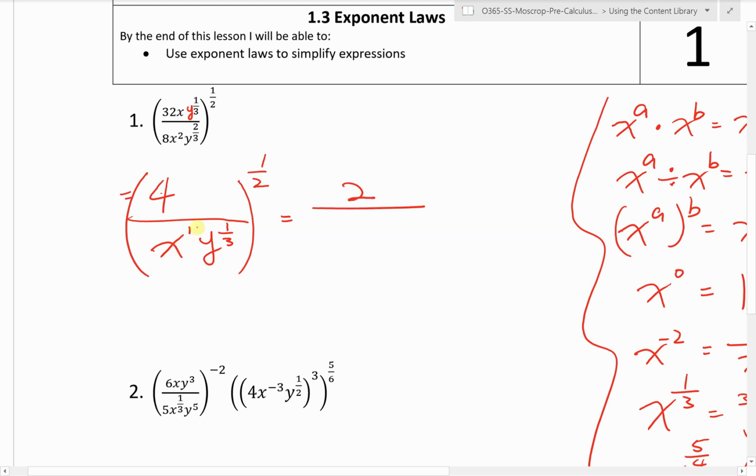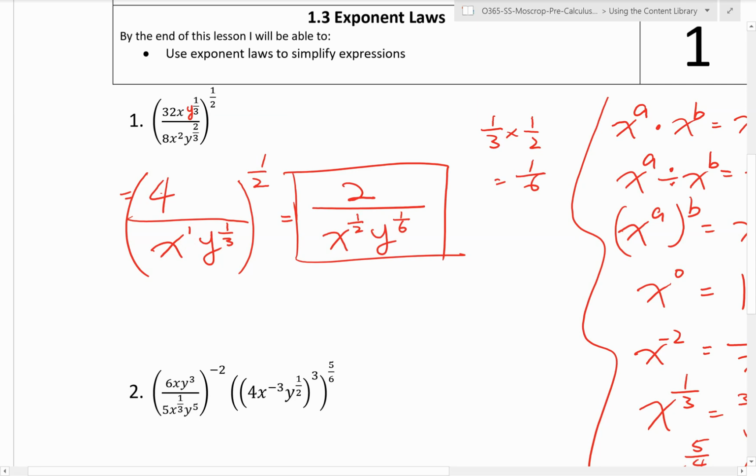And this is power to a power. So what that means is we're going to multiply the exponents. So 1 times 1/2 is 1/2. We have 1/3 times 1/2. That's 1 over 6. 1 over 3 times 1 over 2 is 1 over 6. And that is the answer. And again, notice how I kept all the exponents positive for the final answer. So that's the first example.